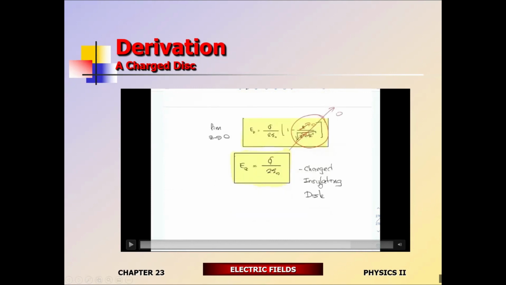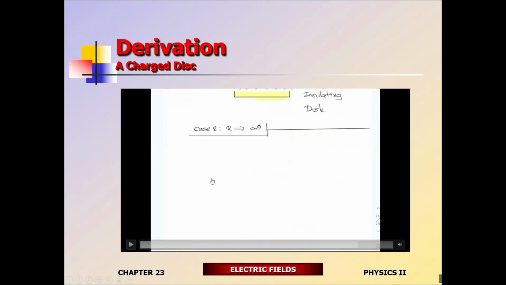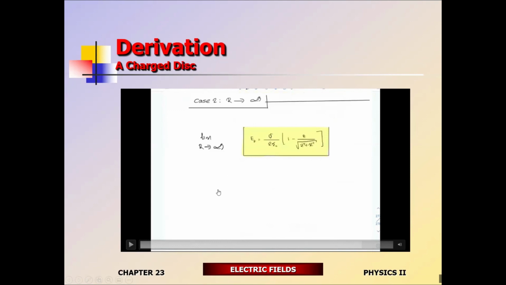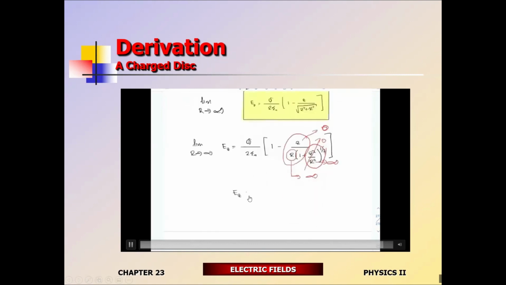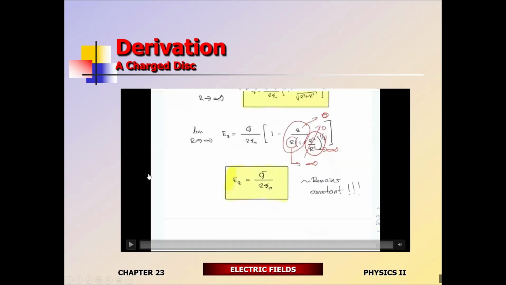All right, so for the charged insulating disk, like it could be rubber, it could be plastic, the strength of the electric field at the surface is going to be constant. Case number 2, make R extremely large, which means that you're dealing with an infinitely large charged disk. If the disk is infinitely big, what would happen to the strength of the electric field? It's still going to remain constant.